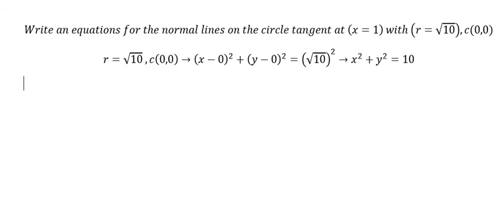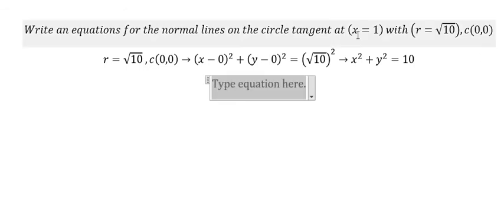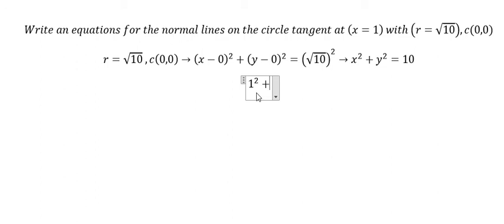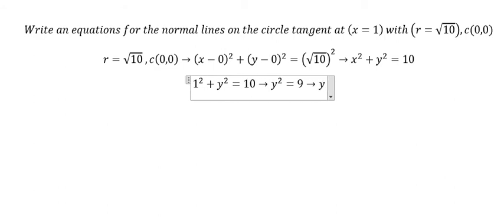Now we put x equals 1, so we can find the value of y here. So we get y squared equals 9. In this situation, we have two values of y. That should be y equals 3 and y equals negative 3.